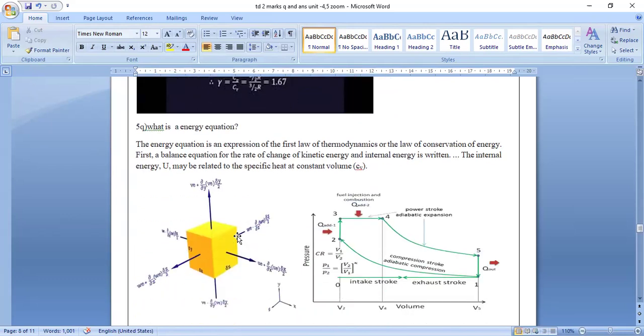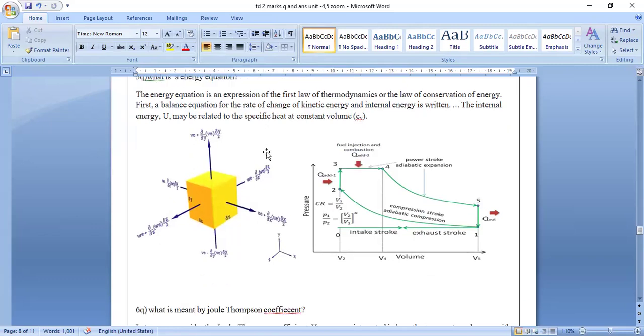So the fifth question: what are the energy equations? The energy equations are expressions of the first law of thermodynamics, or the law of conservation of energy. The first law of thermodynamics says that whatever heat is given is converted into internal energy plus work done. That is the law of conservation of energy.